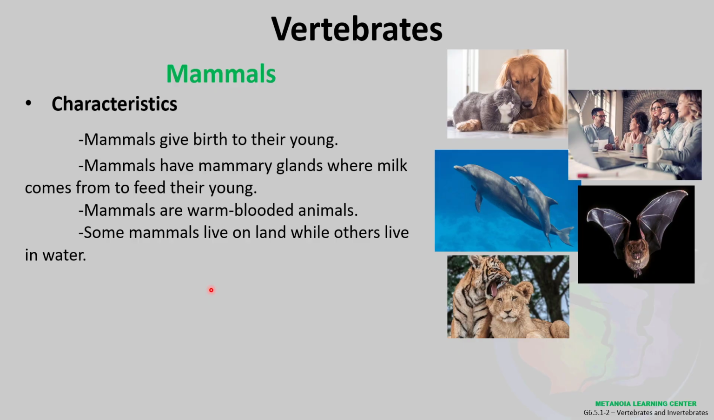Some mammals live on land while others live in water. So, for example, ito, as you can see, obviously, may dolphins tayo dito. Most mammals are covered in hair or fur. In our case, yes, we do have hair, pero hindi covered entire body. I mean, unlike a monkey, gorillas, no? We still have certain parts na wala tayong buhok.